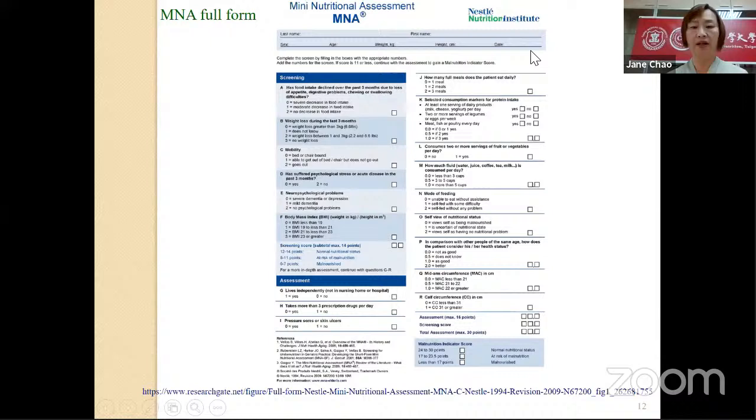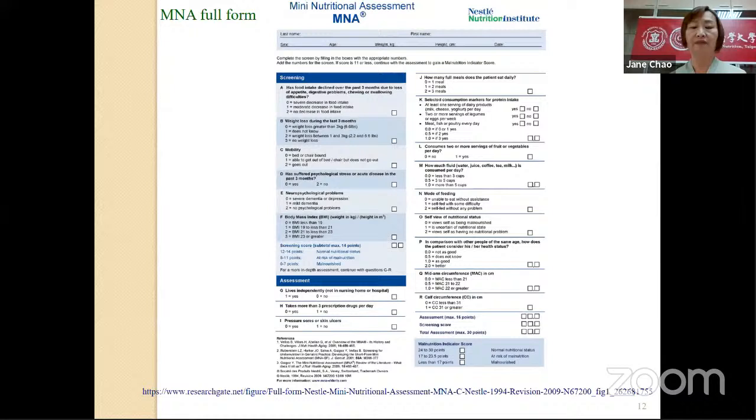You can see the MNA form. On the top of the form, they have the basic information of the person. And you can see there are two parts of the questionnaire. The first part is the screening questions, and the second part is the assessment questions. You can see the background colors are different. For the screening part, the background is light blue, but for the assessment part, the background is white. So if you design a questionnaire, the persons can very clearly see there are two parts.